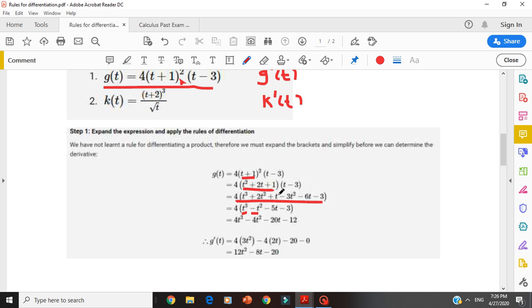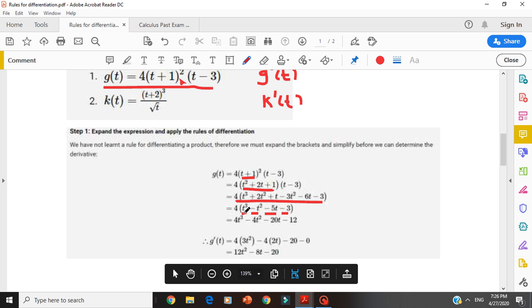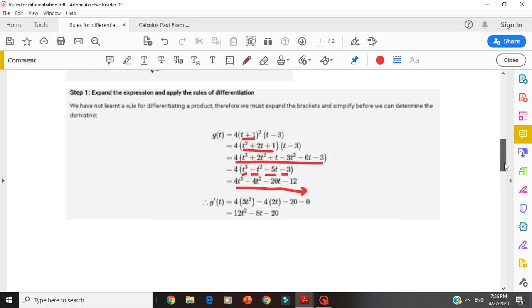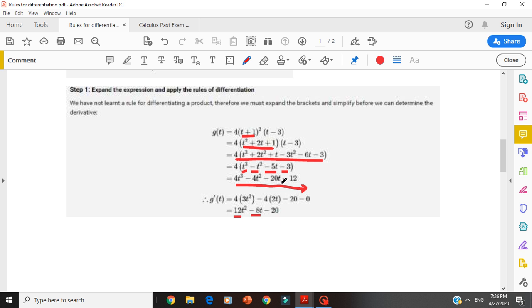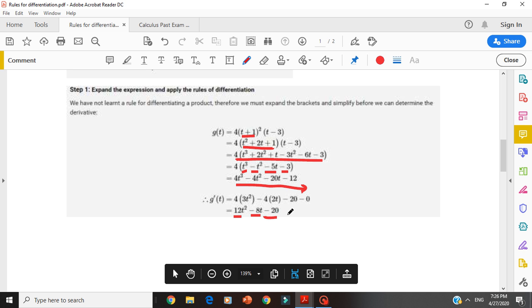Then you can group your t terms, right? The t to the power 1 terms, so positive t minus 6t gives me minus 5t. And your constant is your constant, so it's minus 3. Okay, multiply 4 into the bracket, we get this expression, and now I can differentiate it. So 3 times 4 will give me 12t squared, 2 times 4 is minus 8t, and minus 20t is just the coefficient minus 20, and that's how simple it is.